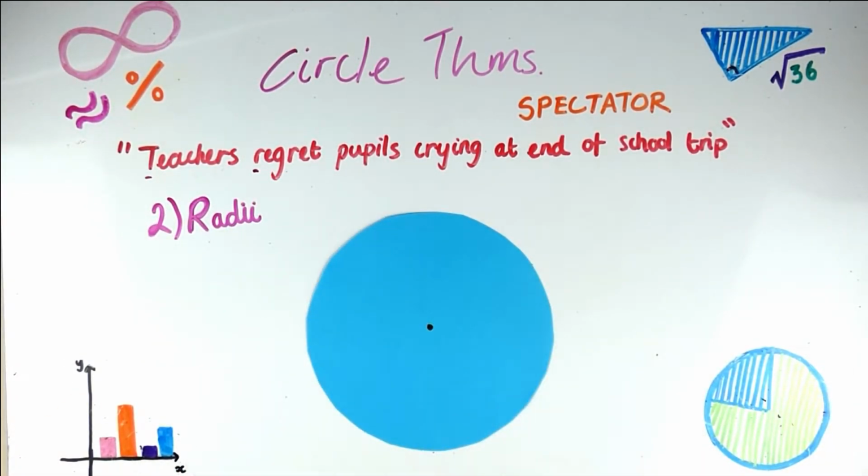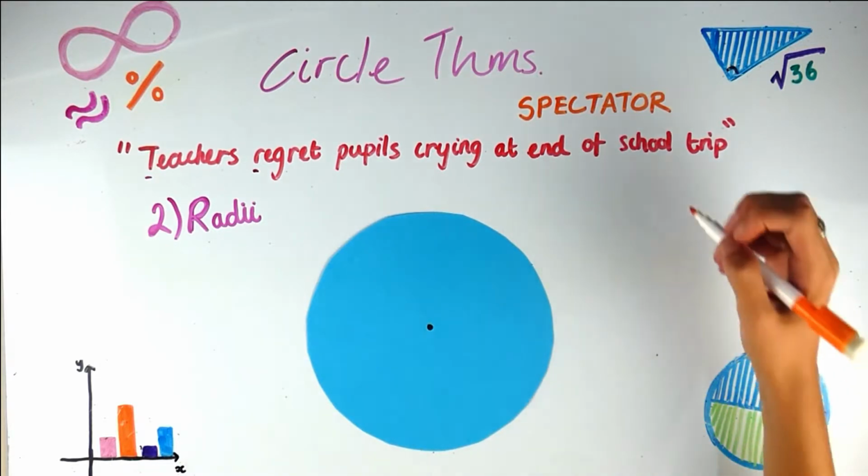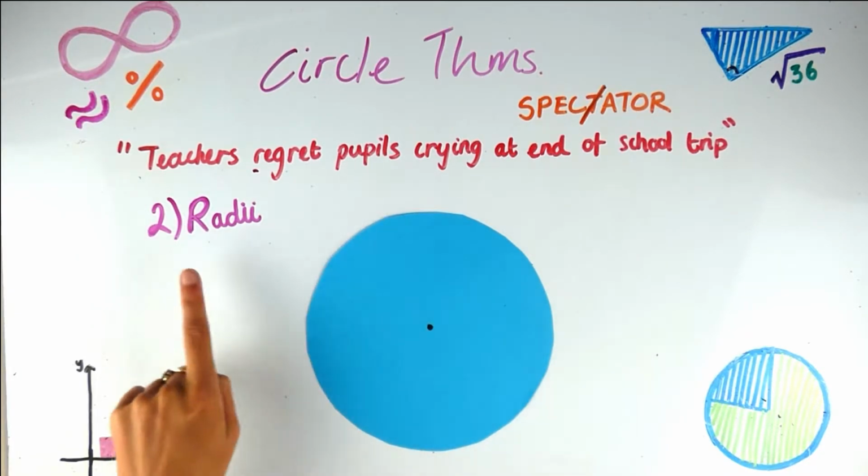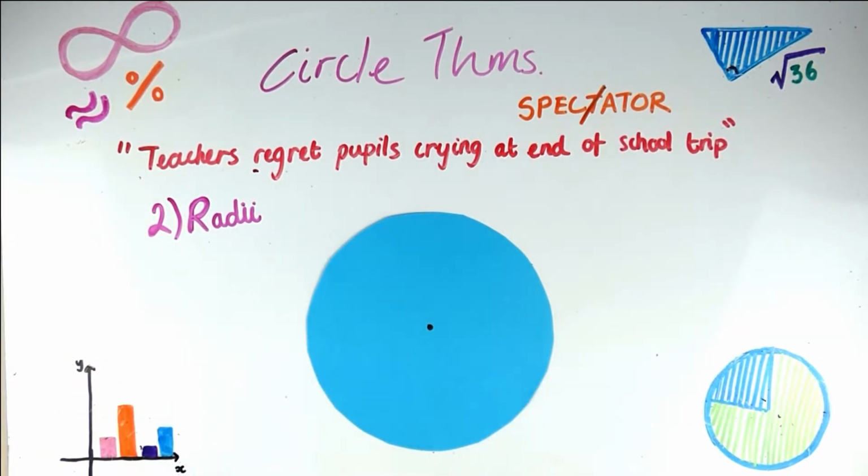Okay, so circle theorem 2. First of all, I'm going to cross the T out in SPECTATOR for tangent, and that's the T in Teachers. So now we're on to the R for Regret, and the R stands for radii, and the rule is that two radii, so that's the plural of radius, which is a line from the centre to the circumference, form an isosceles triangle. So let's see this.